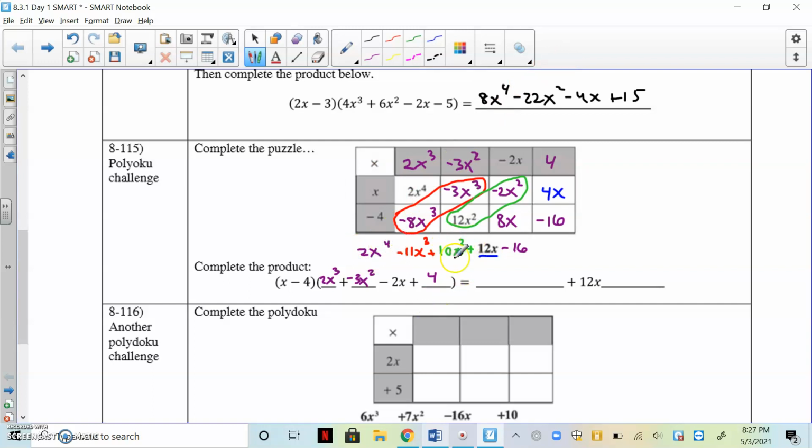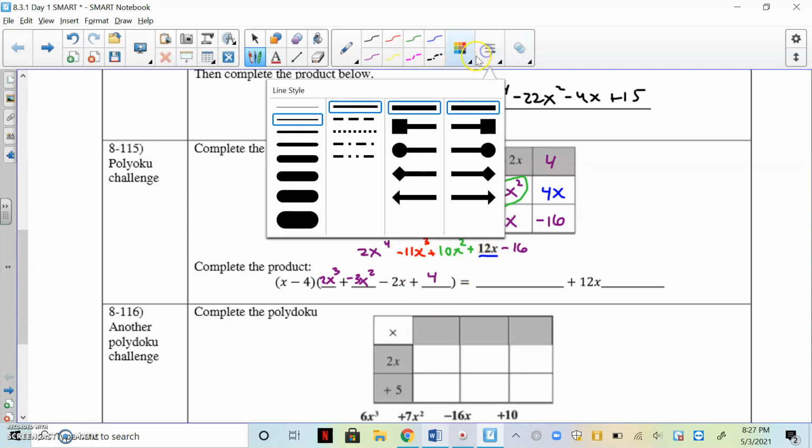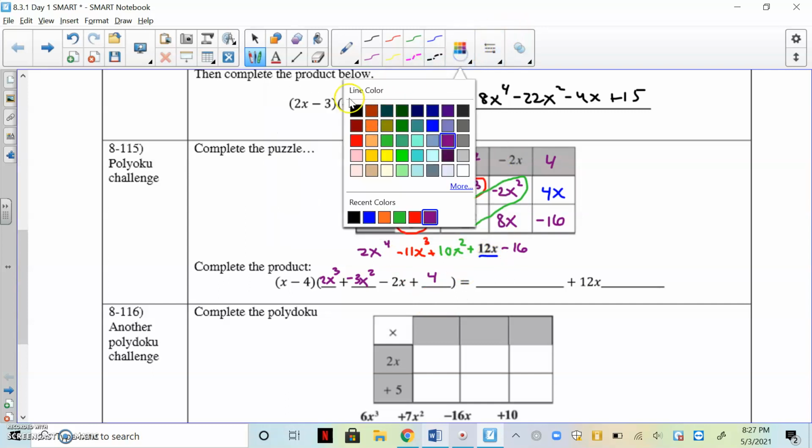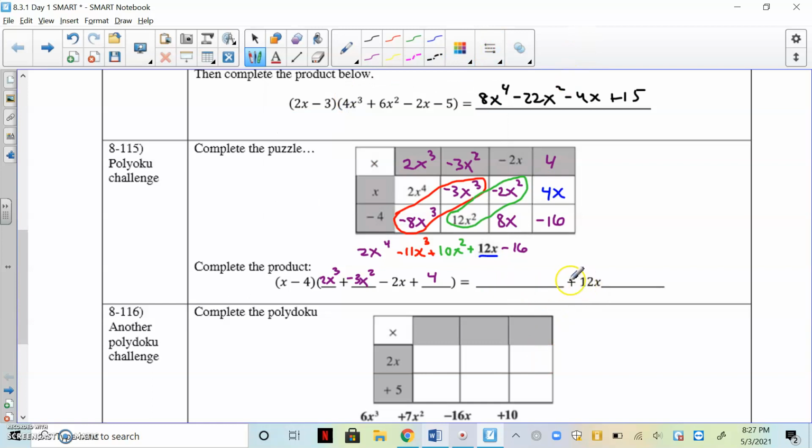All right, so we've found our final part to the puzzle here. So we'll just fill in this portion. We have minus 16 out here, and here we have 2x to the 4th minus 11x cubed plus 10x squared, and then the rest. All right, so that is all for that one.